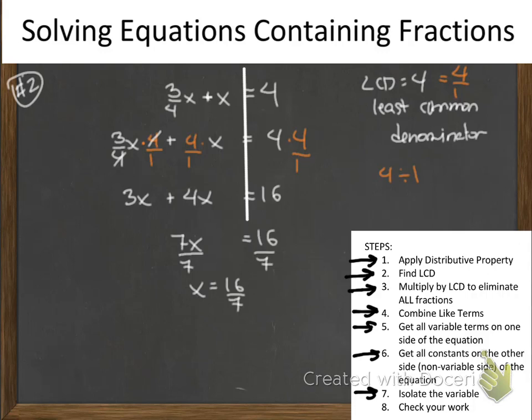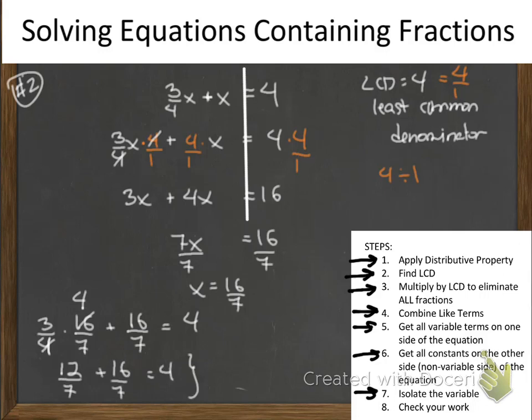Okay, so what about checking our work? Well, let's try it. So we have 3/4 times 16 over 7 plus 16 over 7 equals 4. Okay, now you can do whatever you want. For me personally, I am going to divide before I multiply. So 16 divided by 4 is 4. So I have 3 times 4 is 12. So I have 12 over 7 plus 16 over 7 is equal to 4.